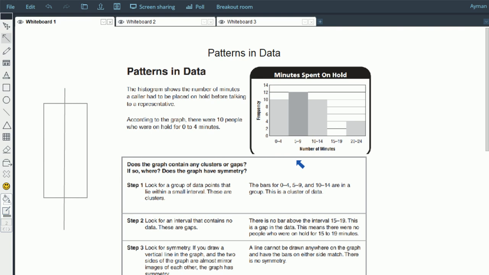Any symmetry in this graph? Yes or no? If you draw a vertical line in the graph, and the two sides of the graph are almost mirror images of each other, the graph has symmetry. Is that applicable here, guys?